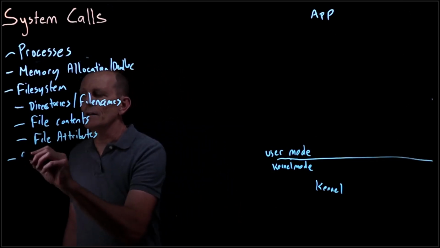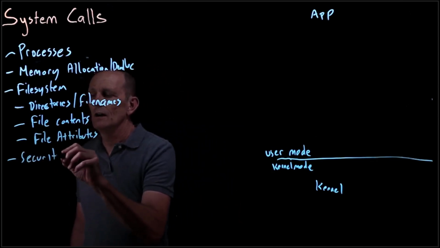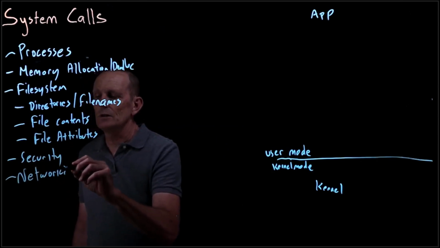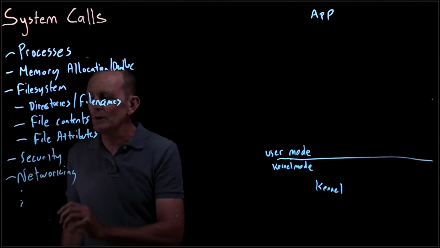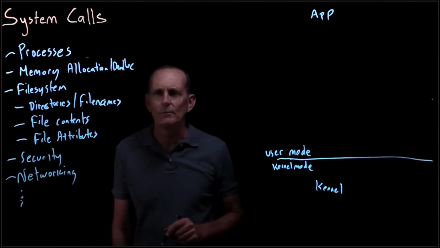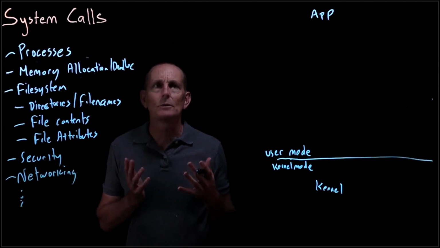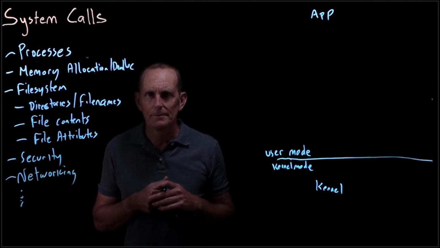What else do we have? Well, we have security and networking, certainly a big set of system calls dealing with those. And we really have lots of others as well, depending on the operating system. So let's look in a little more detail at how a system call actually works.